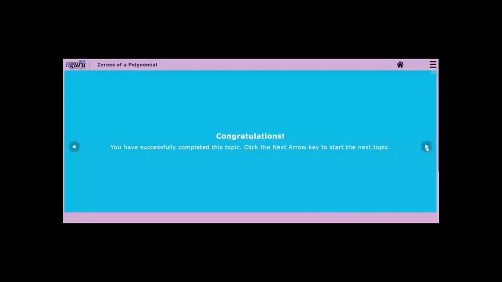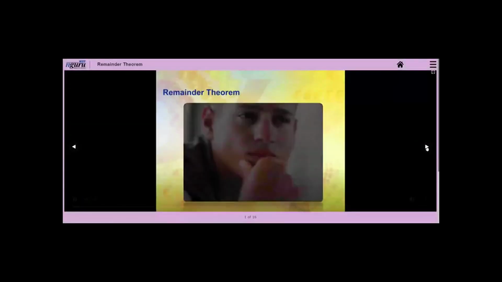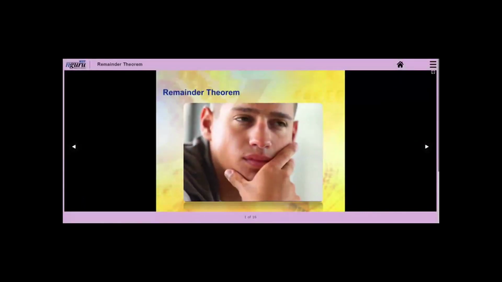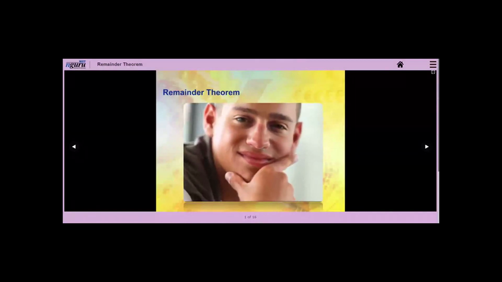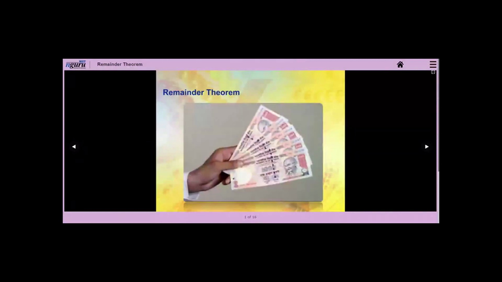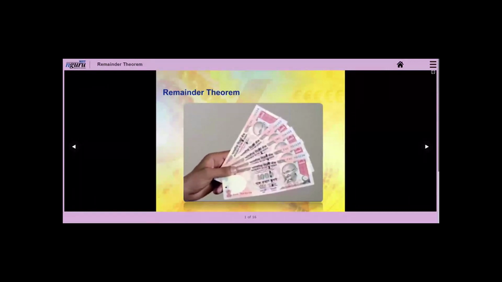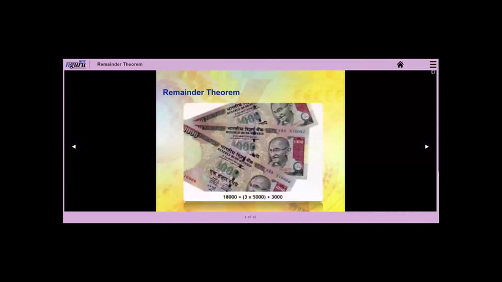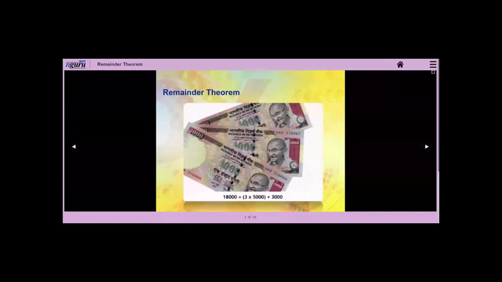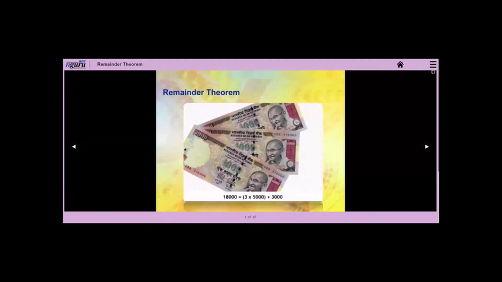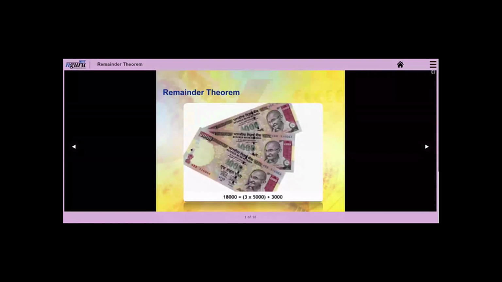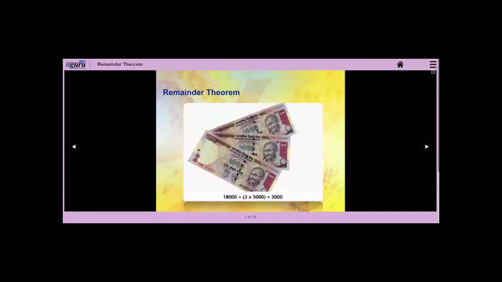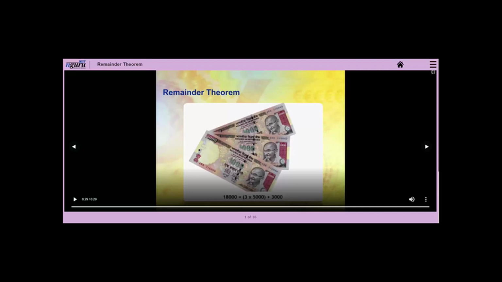Here are the answers to the questions given on the previous page. Deepak, a salesman with AB Corporation, got a bonus of 18,000. He thought of depositing rupees 5,000 each in fixed deposits for himself, his wife, and his daughter. After depositing the money, he is left with 3,000 rupees. This situation can be expressed by the equation shown here. Can you understand? Yes, ma'am.